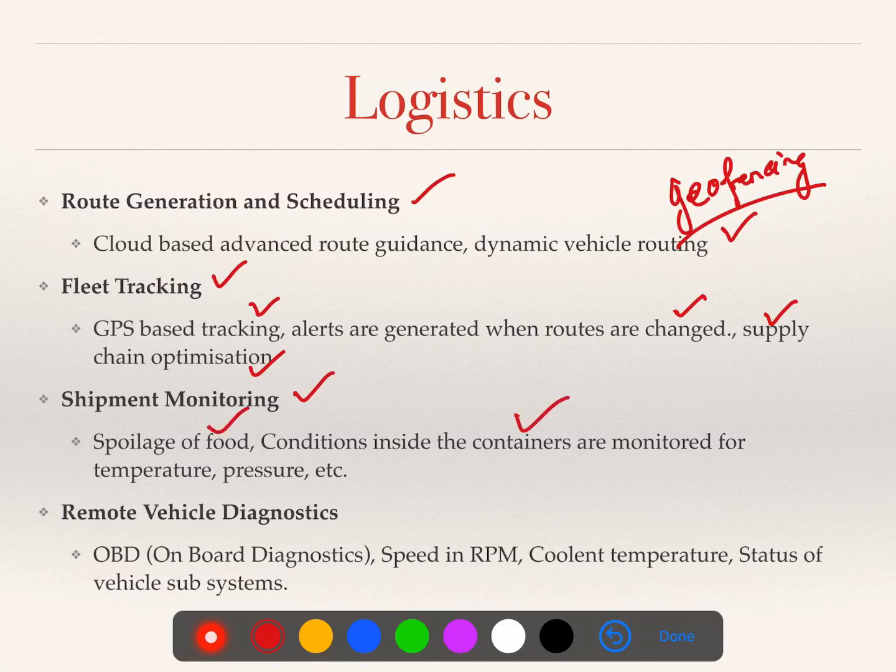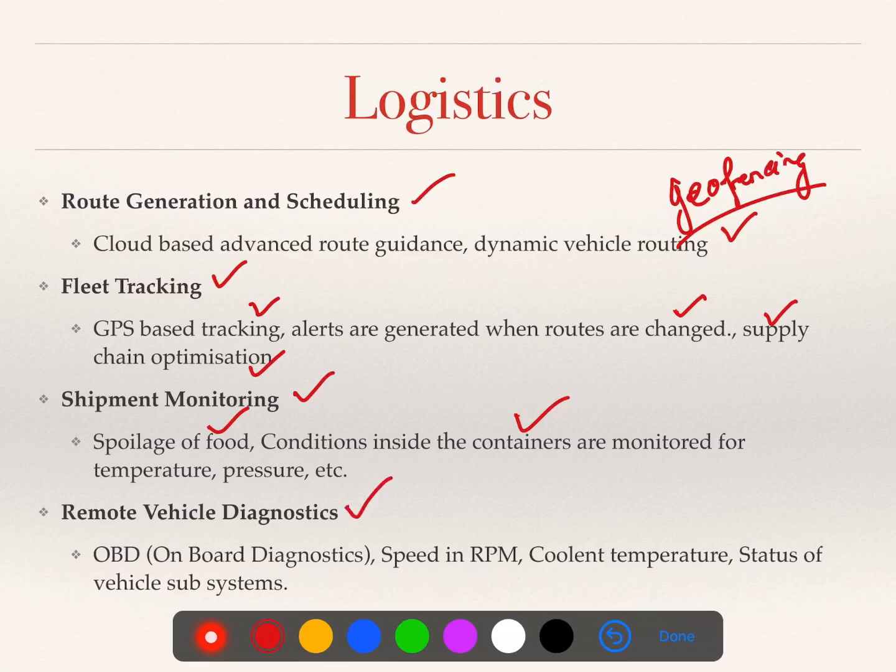Conditions inside the containers are monitored for temperature and pressure. So what kind of temperature a particular product requires is monitored. Suppose the product is a frozen item, it has to be in a freezer. So whether the product is maintaining the particular temperature, pressure and everything, that will be monitored in the shipment.